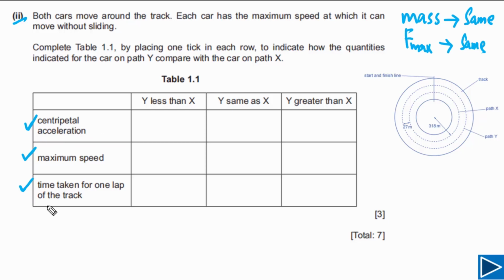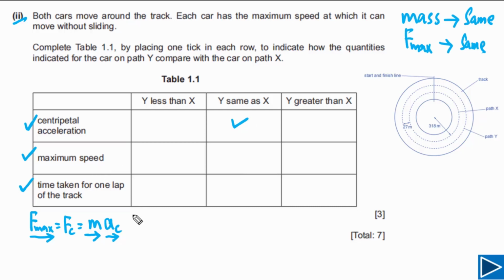Let's start with centripetal acceleration. First of all, we can say F max is equal to the centripetal force, meaning the centripetal force is provided by the sideways frictional force, and this is equal to m a c. In this case, F max is the same for X and Y, and the mass of these two cars is also the same, so it means a c is also the same for X and for Y. So we can tick here, same for X, same for Y.